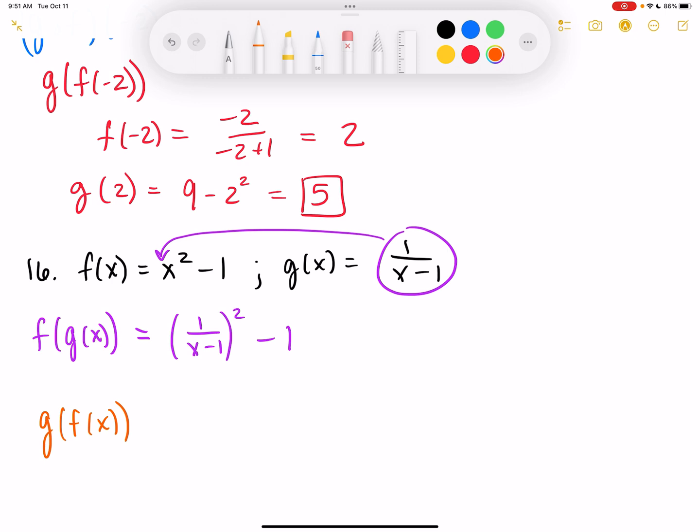All right, so then the reverse, we're taking this and plugging it in. Okay. It's clicked, man. So 1 over x squared minus 1 minus 1, which is what? It's 1 over x squared minus 2.